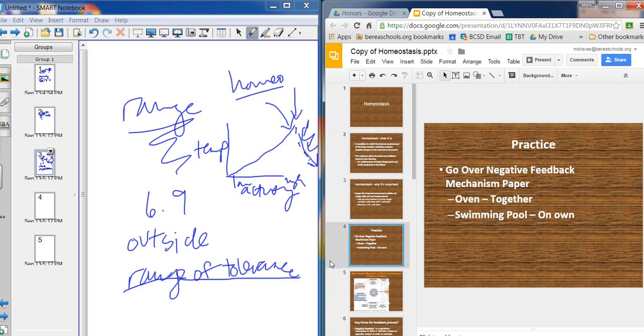So what I would like you to do right now is take out your little sheets, these laminated cards that we've made as a biology department, and I want you to go over the negative feedback mechanism one. I want you to go over the oven one together, and then the swimming pool one on your own, okay? And so that's what you're going to be doing in class, and we'll probably just do that right away when you get into class, actually, to help us get ready for the rest of it.